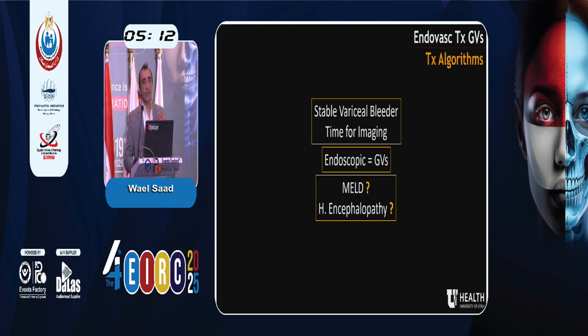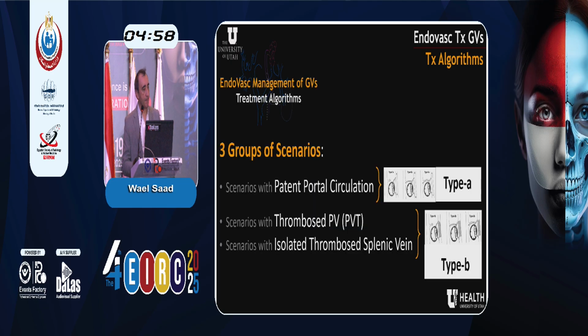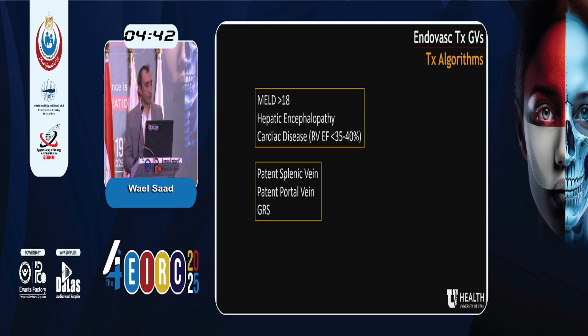Then you look at history of encephalopathy, MELD score, and then you look at imaging, get imaging since you have time, and then wrap your head around it: is there thrombosis, no thrombosis, is there a shunt, is it portal-portal shunting or portosystemic shunting? And then under that, there are three groups of categories. Portal vein circulation is patent, there's portal vein thrombosis, and then there's isolated splenic vein thrombosis, and these are different algorithms for each group. Starting off with a patent circulation.